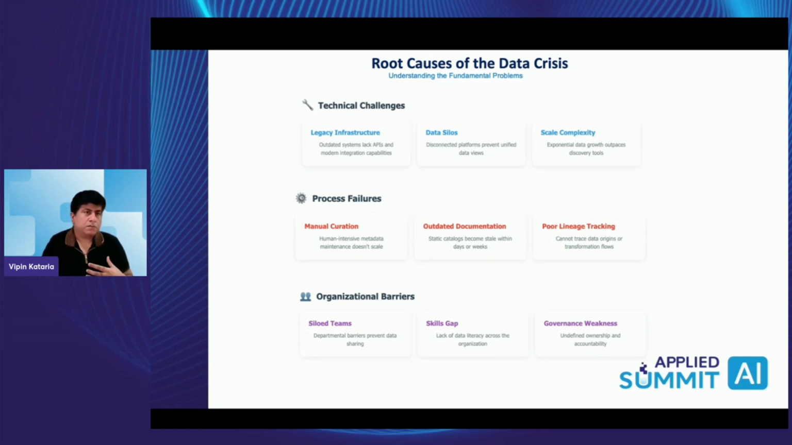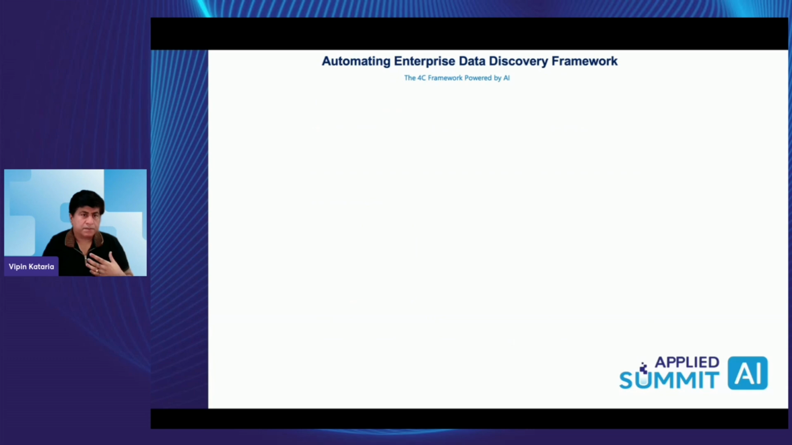Now we have understood the root causes of this data crisis. Let's walk through the solution space. Let me present the automated enterprise data discovery framework, which is a 4C framework powered by AI. At the core is an AI agent powered by an LLM, which we already know, maybe Claude, or OpenAI, or Gemini, or an in-house LLM agent. And it has four foundational pillars.